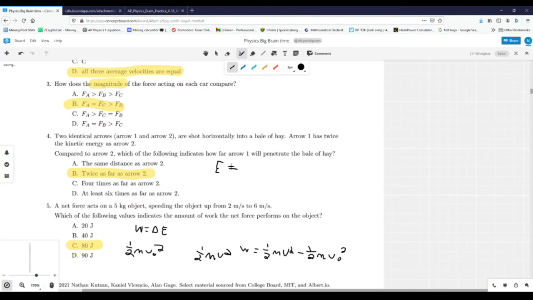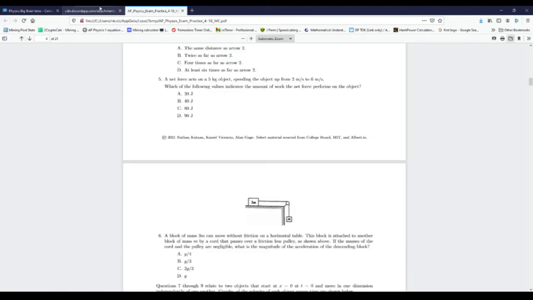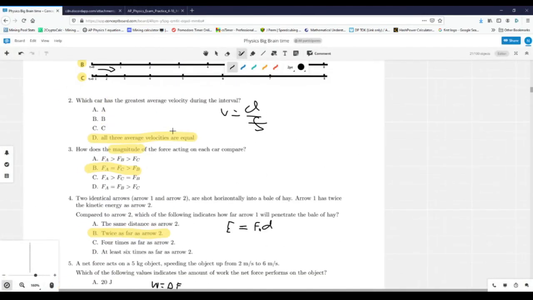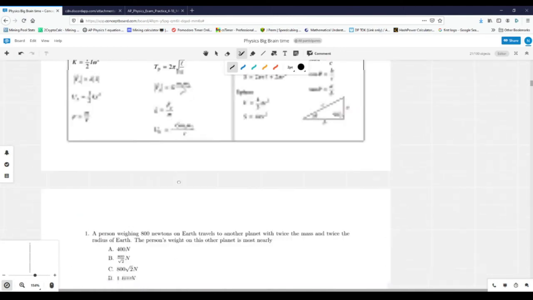So what energy equation relates force to penetration distance, or just distance? I have no clue, bro. All right, it is force parallel times distance, or just force times distance, or force times distance times cosine theta. Any of those, it's the same equation. I did not know that. Isn't that work? Well, it's all technically work. Work is just changing energy.